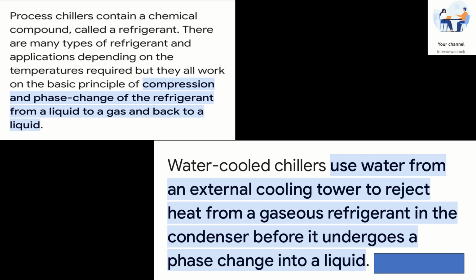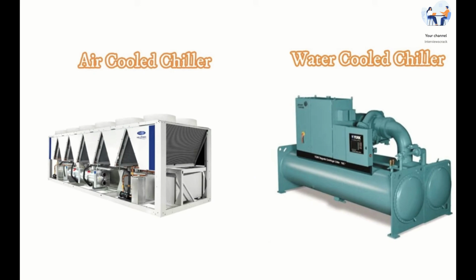Actually, there is a chemical compound called refrigerant which is present in the chiller, and by changing its phases from gaseous to liquid form, it does the chilling process. What happens in a water cooled chiller? We use water for exchanging the cooling from atmospheric temperature to change the refrigerant phase from high temperature to low temperature and gaseous form to liquid form. We'll see the process, then you will understand.